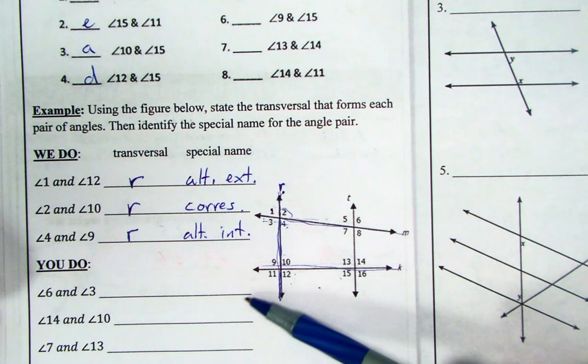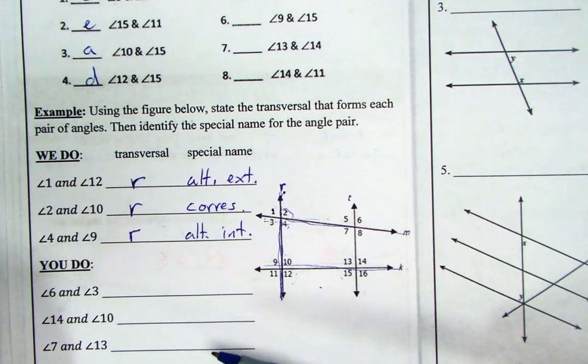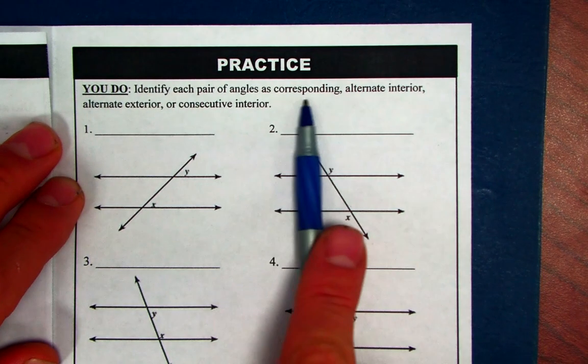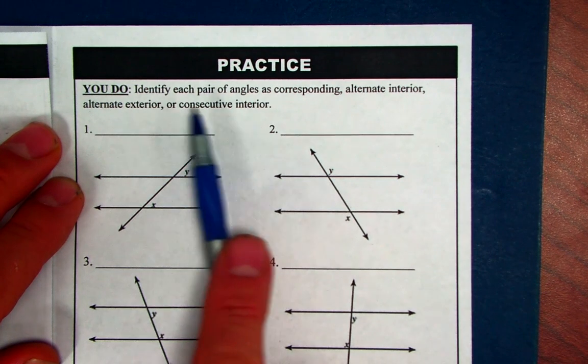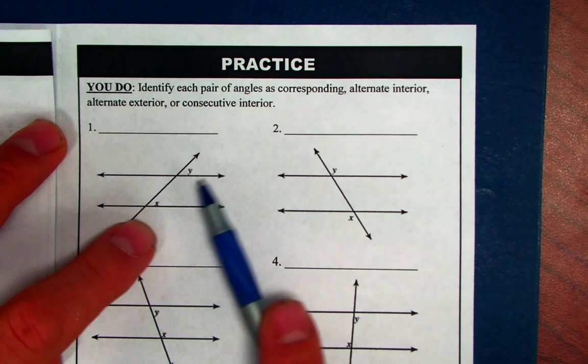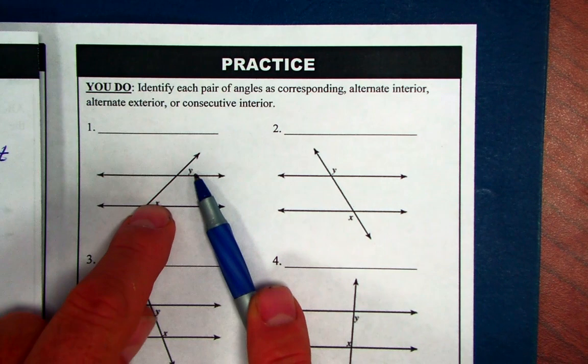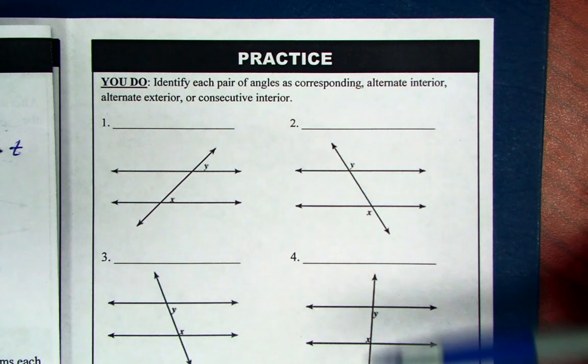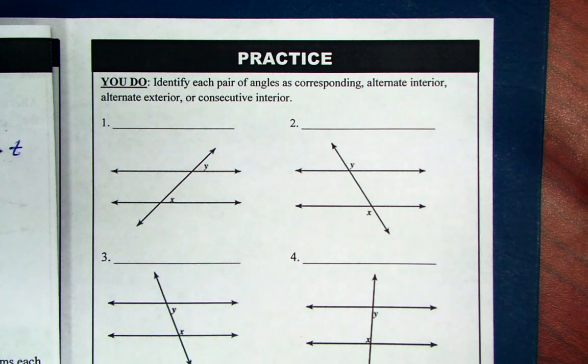Okay, so you are going to do these 3 problems. Okay, and then after you've done those 3, you are also going to do these. And here you're just going to identify each pair as corresponding, alternate interior, alternate exterior, or consecutive interior. So you're just giving a name to this pair, and a name to that pair, and a name to this pair. Okay, so you do those, and I'll check your notes when you come to class.